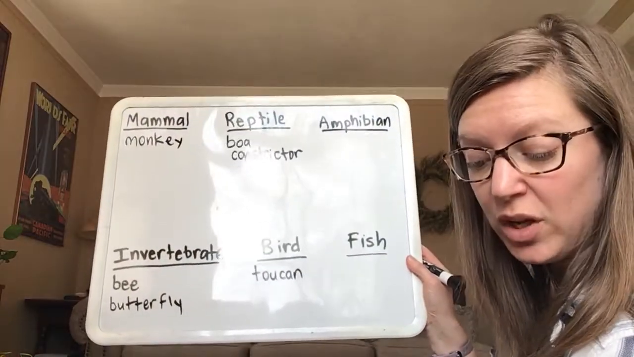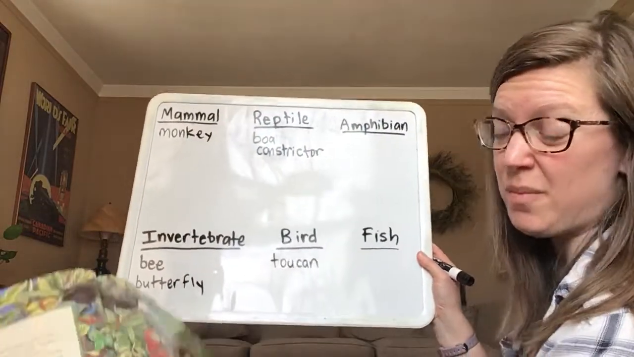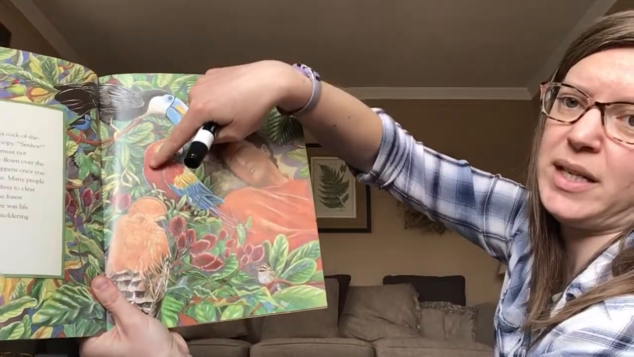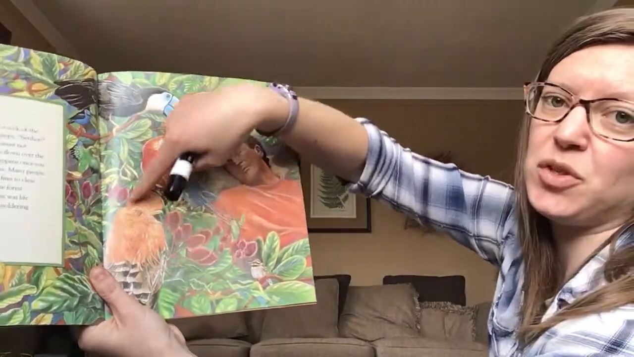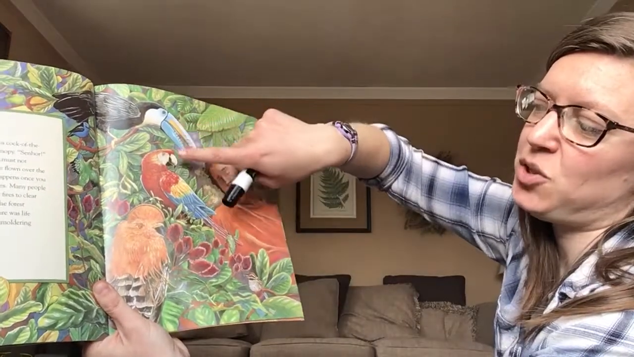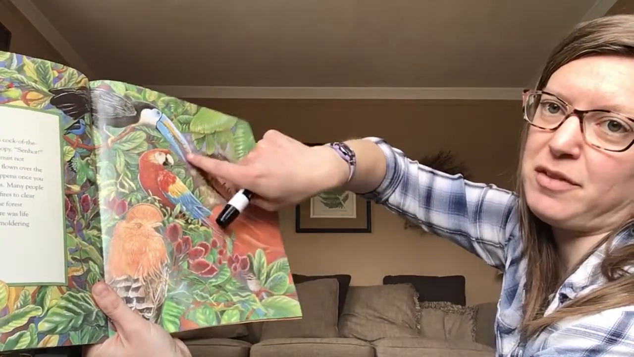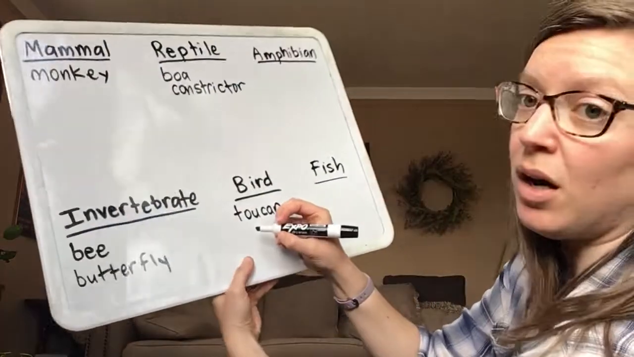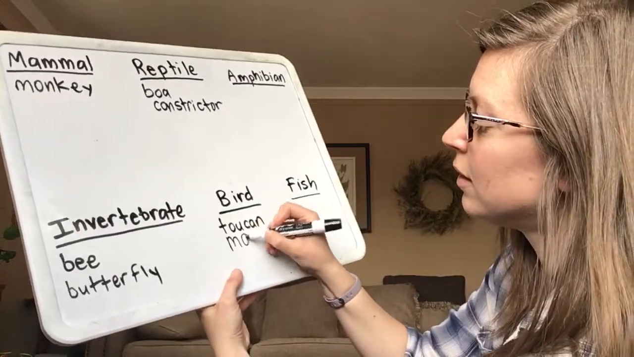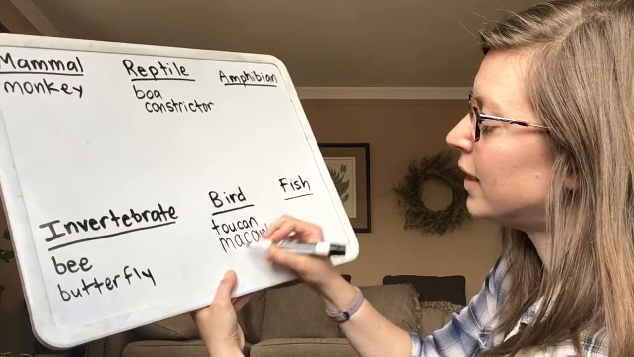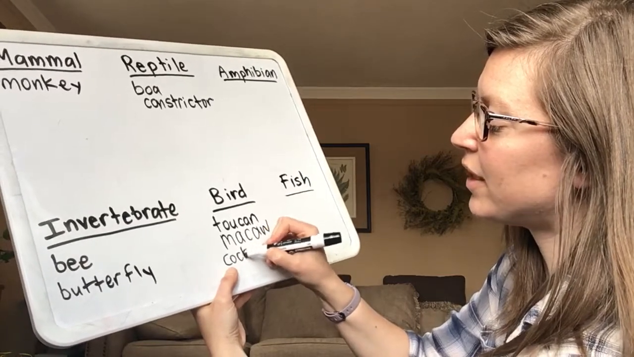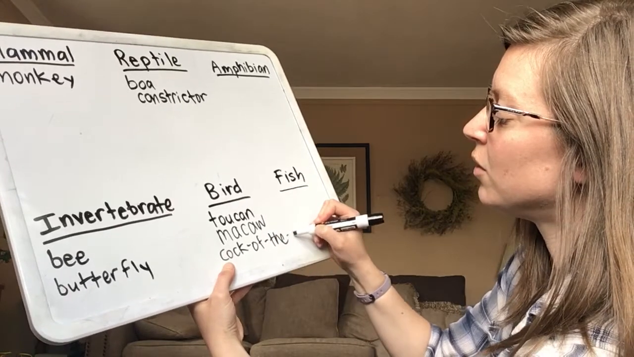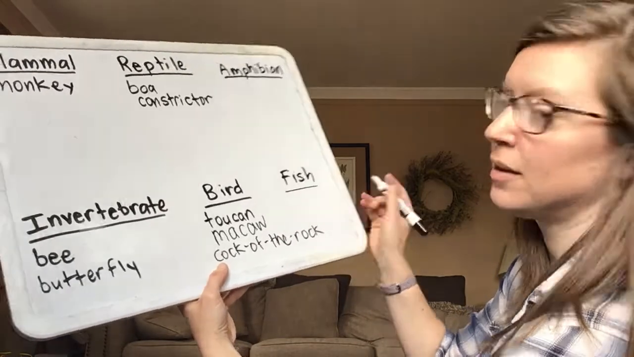Okay. We also had on this same page the macaw, which is that red, yellow, and blue animal right here, and the cock of the rock, which is the orange one here. And just like that toucan, they have bills or beaks and they have feathers. So we're going to classify them as birds. So the macaw and the cock of the rock, and that's written kind of funny. There's like a dash between each one. Cock of the rock.